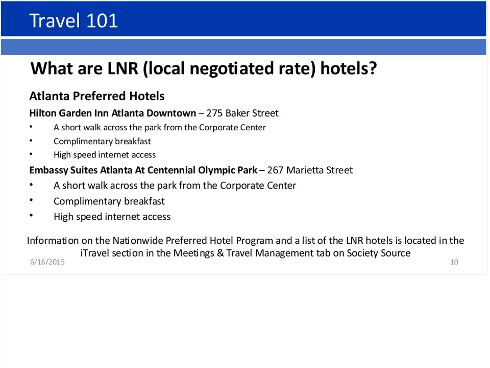So if staff are visiting the corporate center here in Atlanta, they are required to stay at one of these two hotels. They're required to stay either at the Hilton Garden Inn Atlanta Downtown or the Embassy Suites Atlanta at Centennial Park. The room rates at both of these include the ancillary benefits that I mentioned earlier, complimentary breakfast, high-speed internet access.